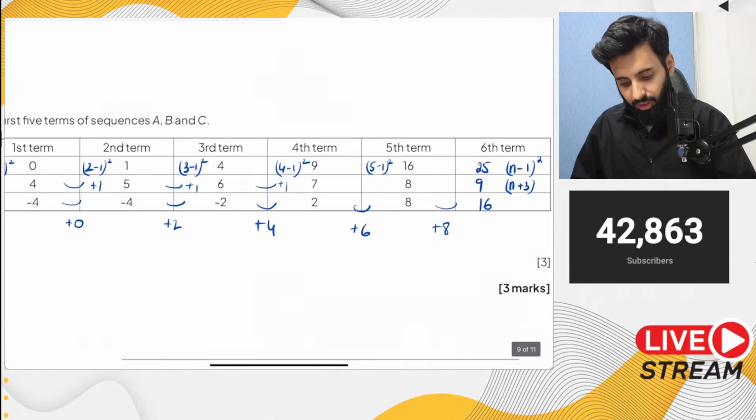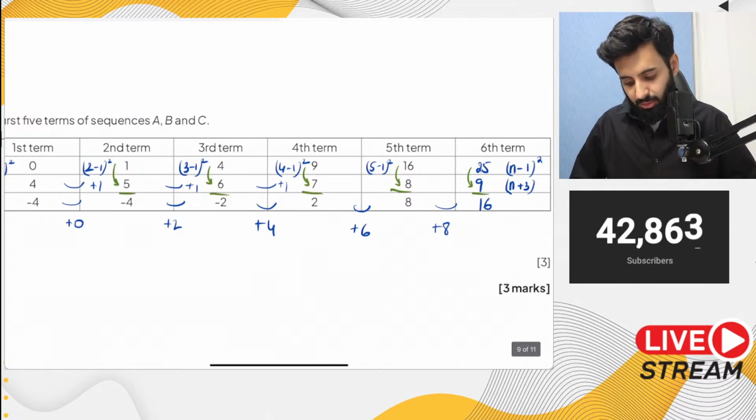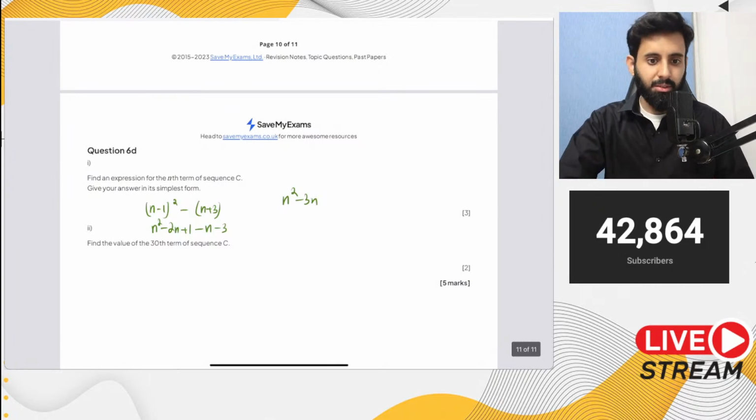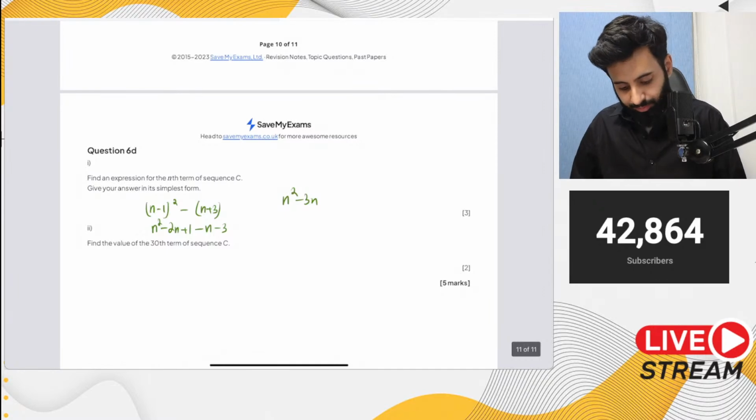Because if you try and observe a pattern, you'll notice, okay, 25 minus 9 equals 16, 16 minus 8 equals 8, 9 minus 7 equals 2, 4 minus 6 equals minus 2, 1 minus 5 equals minus 4. Okay, so here we have n minus 1, the whole thing squared, minus n plus 3. So n squared minus 2n plus 1 minus n minus 3. So here we have n squared minus 3n. Because the question says simplify, so we have to simplify. n squared minus 3n minus 2. There you go. That's your answer.